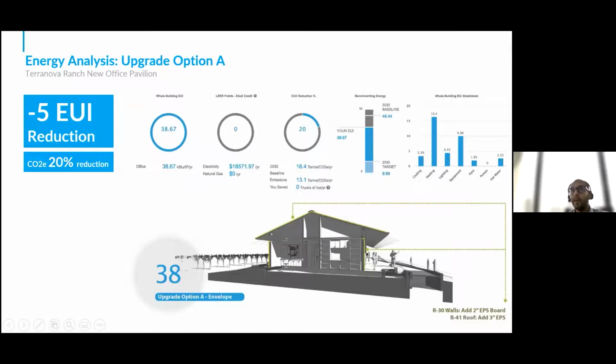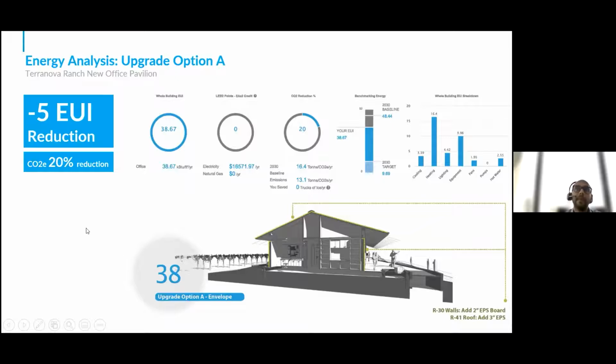Then they went for an option A, and basically going for the option A, they made two specific changes. They increased the insulation in the walls and the roof. So they went for an R30 walls and R41 roof. When they made that change, that actually reduced the EUI from 43 to 38. So that was like a 5 kBTUs per square feet per year kind of reduction, which is about 20% operational carbon savings. So you can see the savings as compared to the 2030 baselines. And now you can see how it impacted the heating by quite a much, but not towards the equipment side of things.